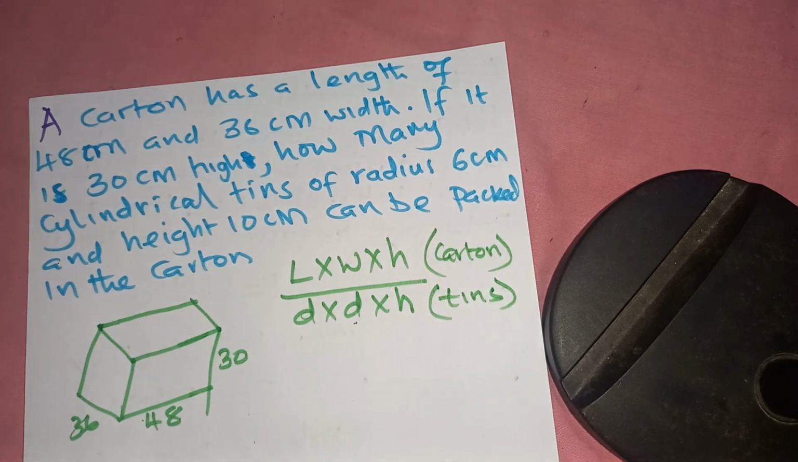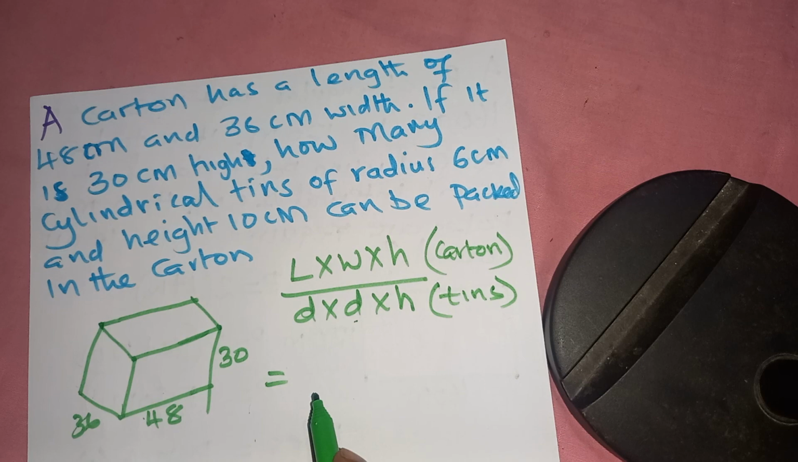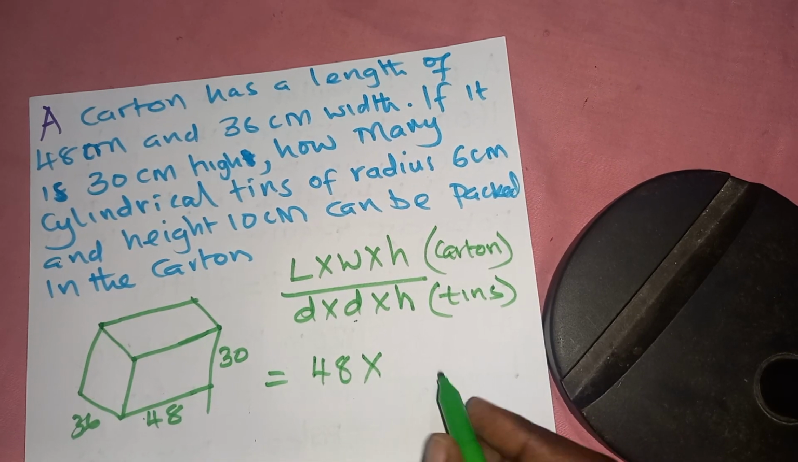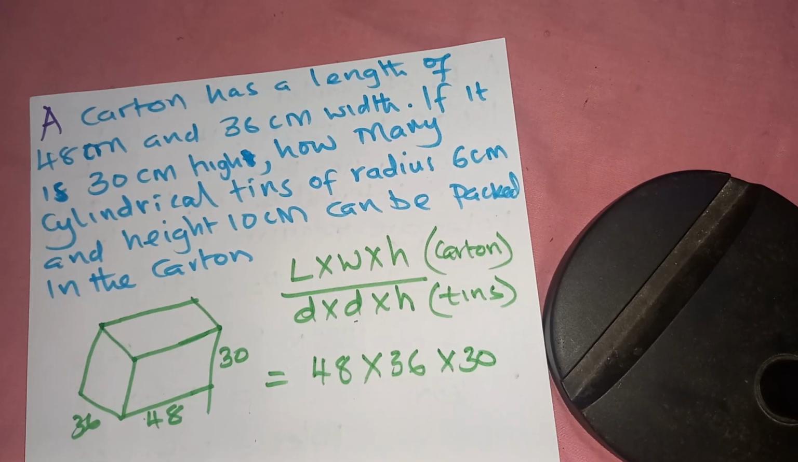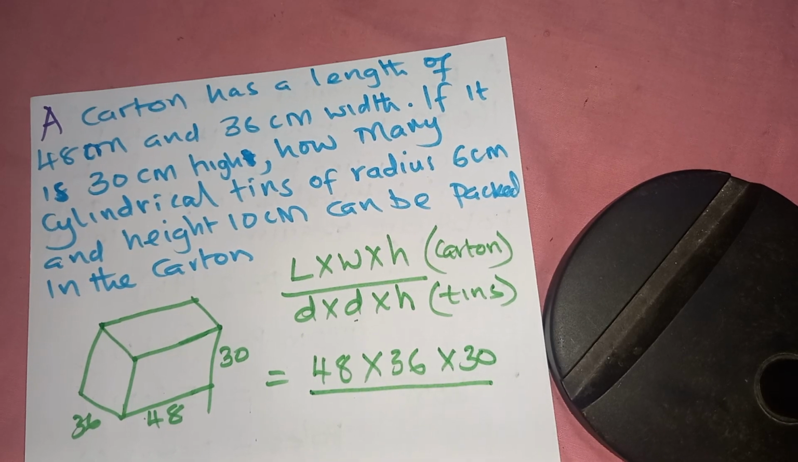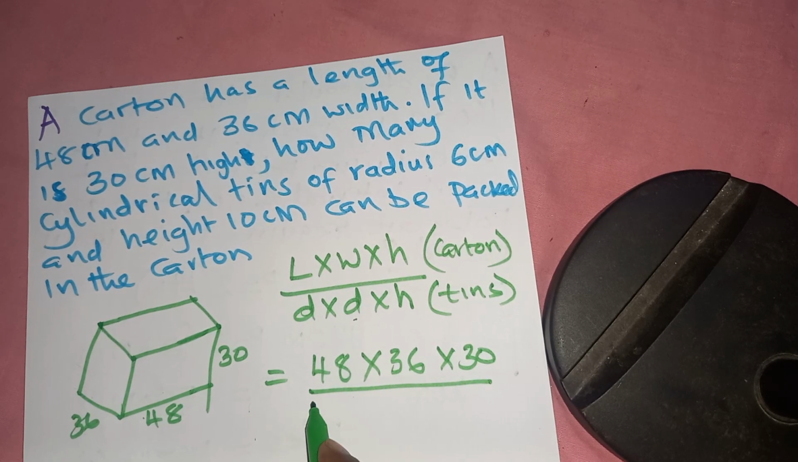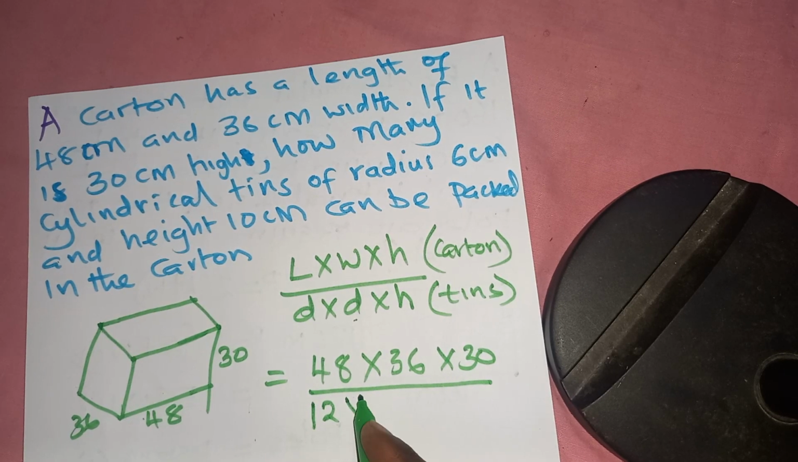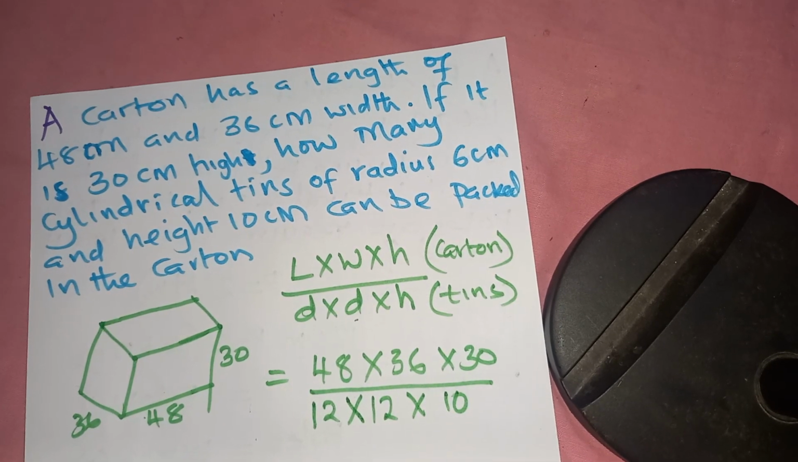So we say the length of the carton is 48, the width is 36 and the height is 30. We divide by the diameter. Here you are not given the diameter, you are given the radius. Radius is 6, meaning the diameter is 12. So we have 12 times 12 times the height, which is 10, like that.